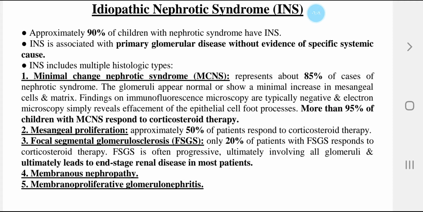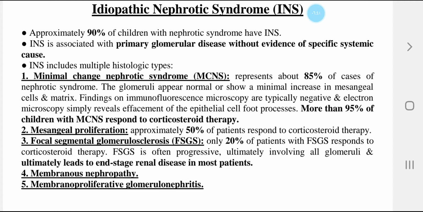1. Minimal change nephrotic syndrome represents about 85% of cases of nephrotic syndrome. The glomeruli appear normal or show a minimal increase in mesangial cells and matrix. Findings on immunofluorescence microscopy are typically negative, and electron microscopy simply reveals effacement of the epithelial cell foot processes. More than 95% of children with minimal change nephrotic syndrome respond to corticosteroid therapy.